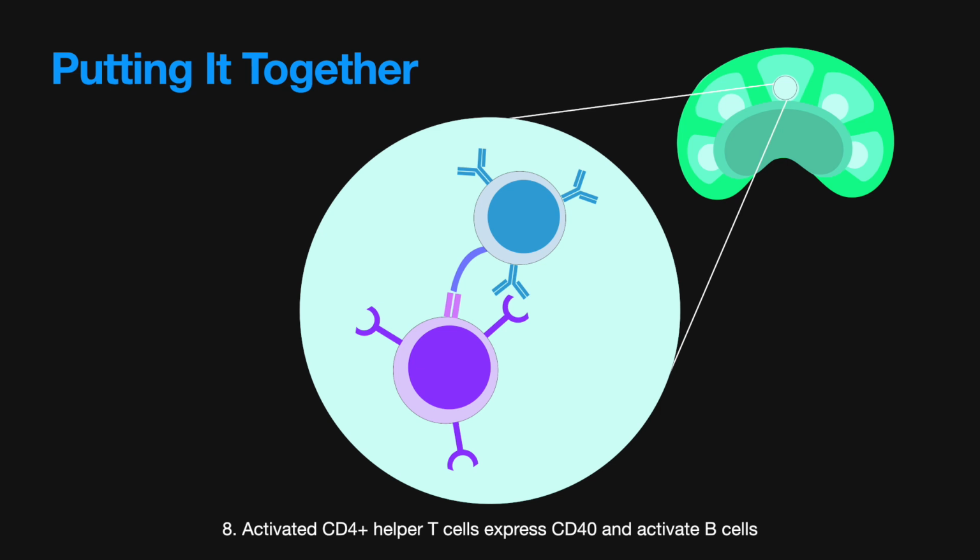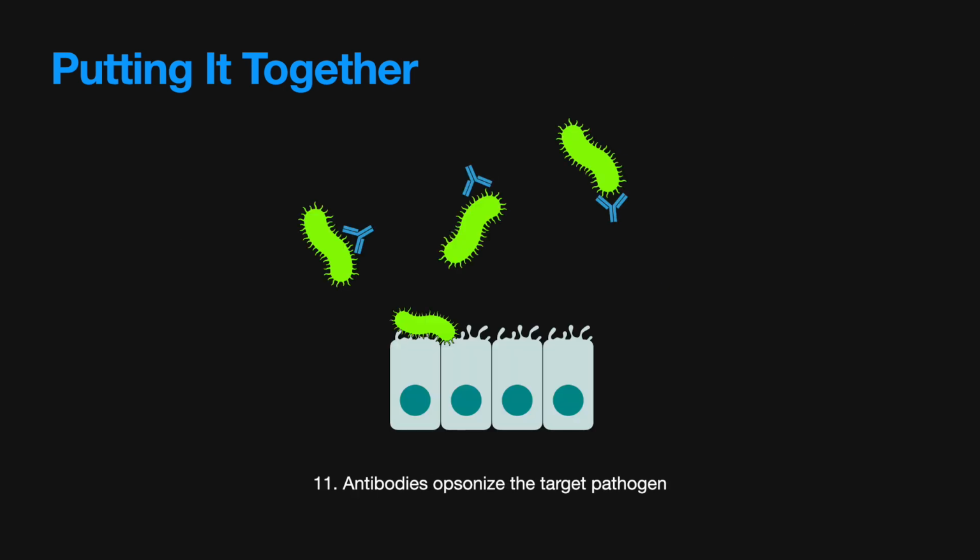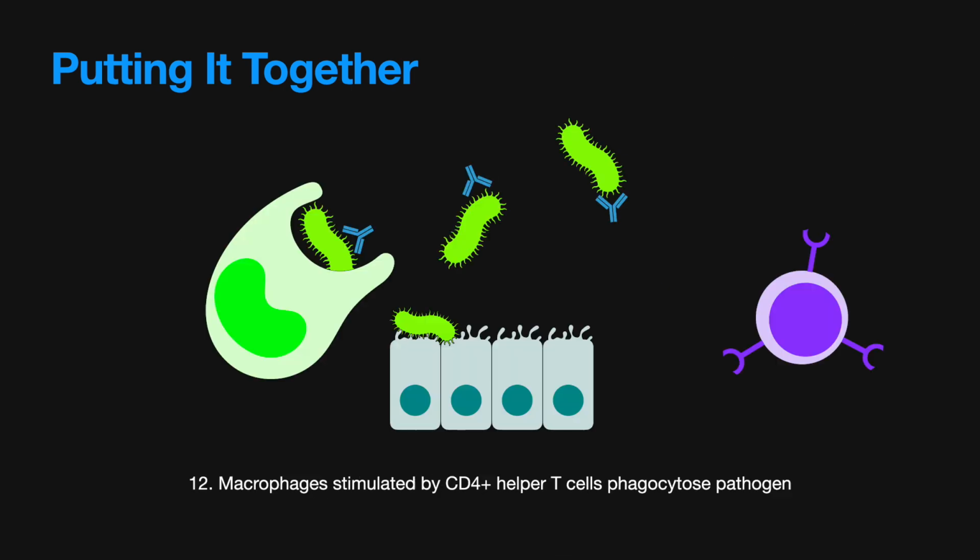Activated CD4 helper T cells that are back in the lymph node are also going to express CD40, which can activate B cells. Those activated B cells release antibodies against the target antigen. Those antibodies enter the bloodstream and go to the site of injury, where they opsonize the target pathogen. The macrophages that were activated by the helper T cells then phagocytose that pathogen.